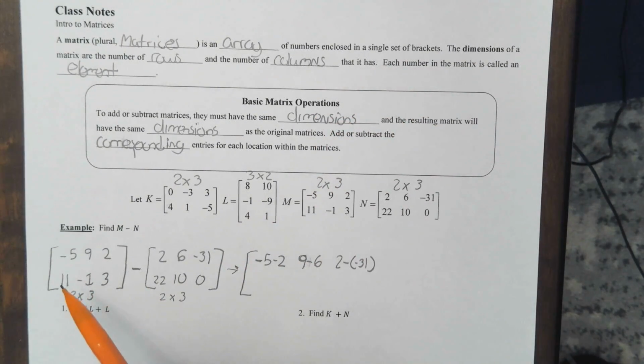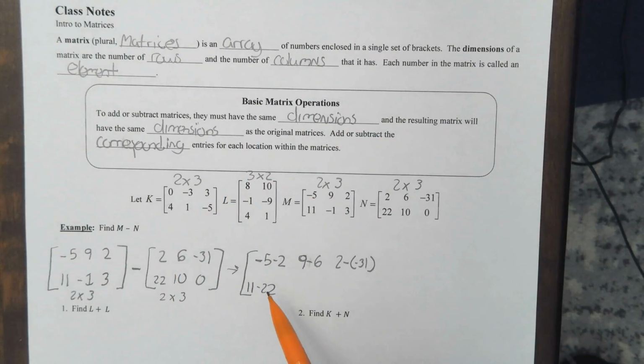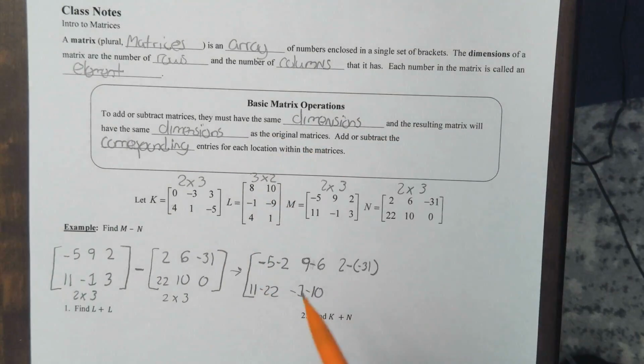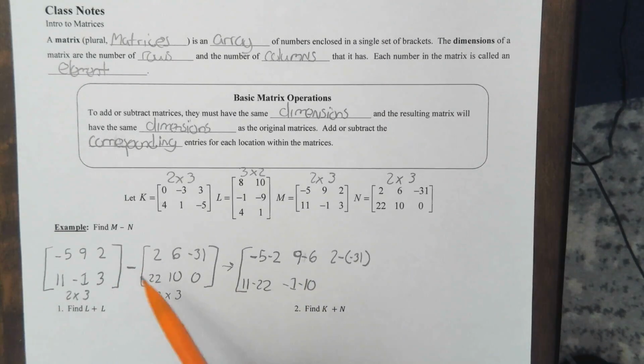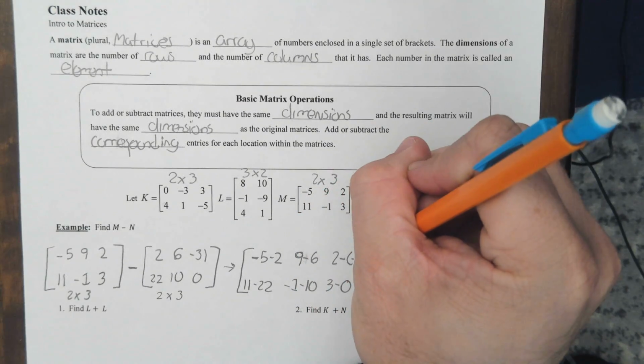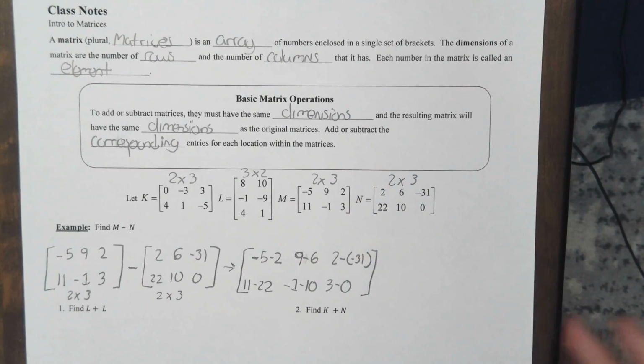Now let's go down to our bottom row here. 11 and 22 are in the same position. So we're going to do 11 minus 22. Negative 1 minus 10. And then 3 minus 0. So again, we just did corresponding positions, right? In whatever position they share, you're either adding or subtracting those two elements together.